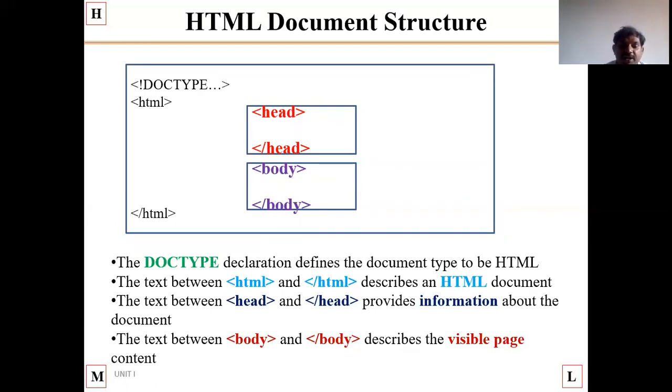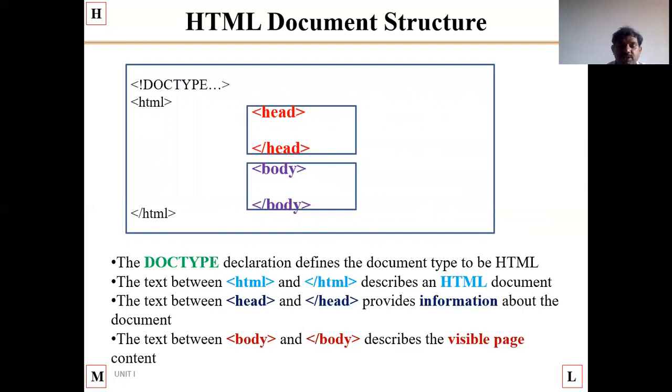We are writing the header section here. I can explain it while explaining a sample program. There I can explain how to write. Then the body. Whatever data and logic we are writing, we have to write in the body. The first point is the document type declaration defines the document type to be HTML.